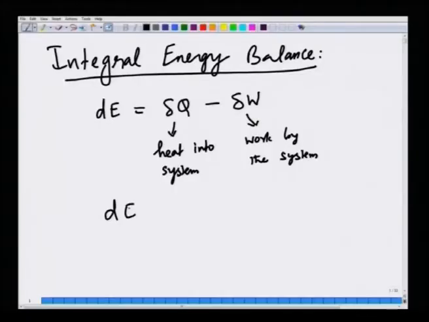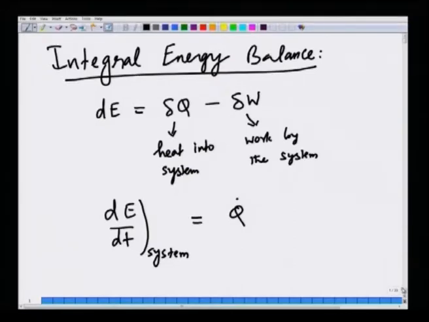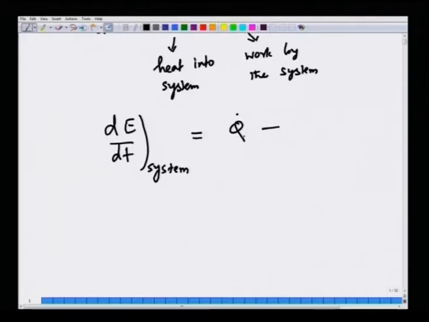So, it is good to rewrite the first law of thermodynamics in a rate form, which says that the rate at which the energy of a system changes, okay, is equal to the rate of heat transfer to the system minus the rate at which work is done by the system on the surroundings. So, Q dot is the rate at which heat is transferred to the system, and W dot is the rate at which work is done by the system on the surroundings.